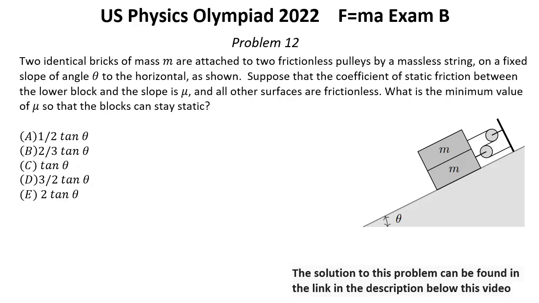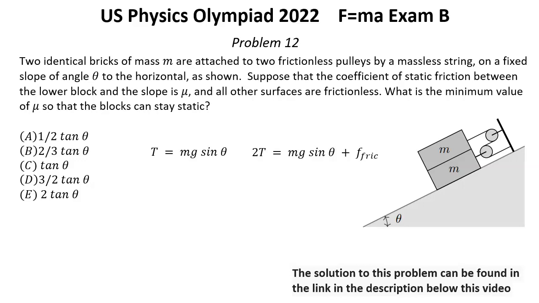Solution for problem number 12. Let the tension in the string that wraps around both pulleys be T. Applying force balance to the upper block, we must have T equal mg sine theta. The pulley applies a force 2T to the lower block, so applying force balance gives us 2T equal mg sine theta plus force of friction.